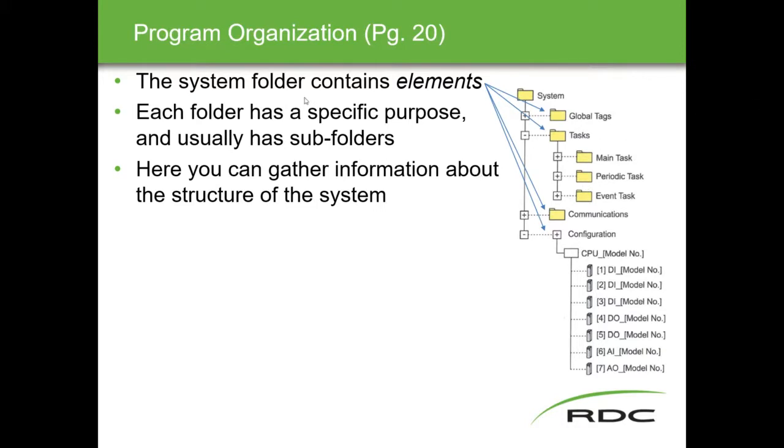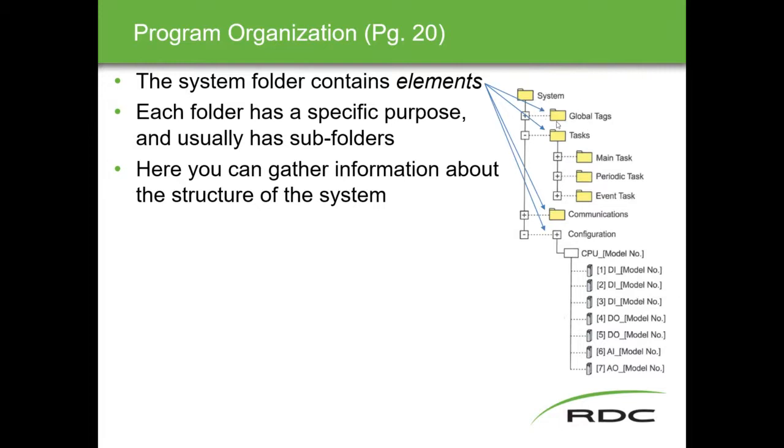So the system folder contains different elements. All these little things here are elements. Each folder has a purpose and will usually have some subfolders. And this basically lays out the entire structure of our system. It'll make more sense, of course, when we get into the lab, when you see this in real life, but this is probably the most realistic graphic that we've looked at so far in terms of the ILMs converting over to what the software actually looks like. All of these things you're going to find when we get into the lab.